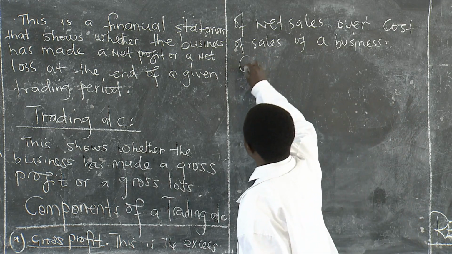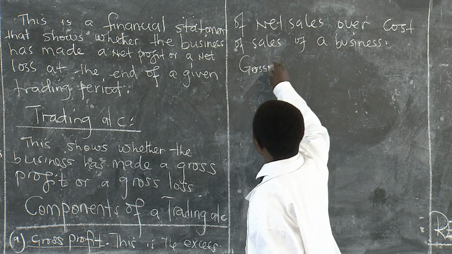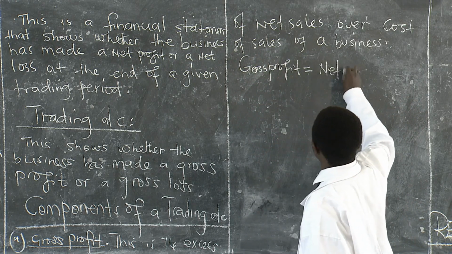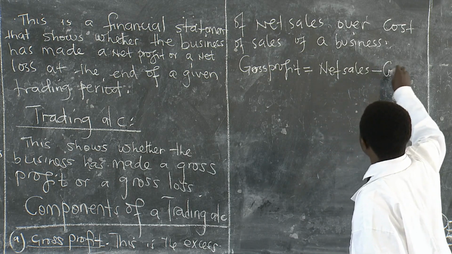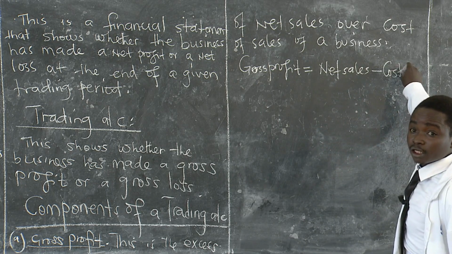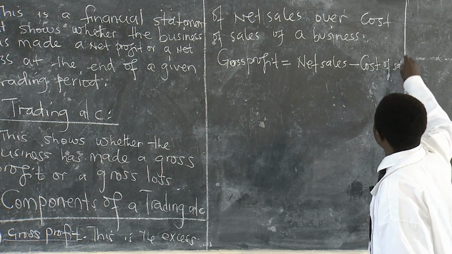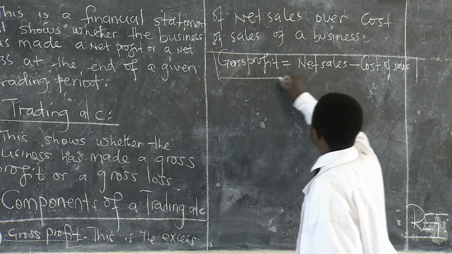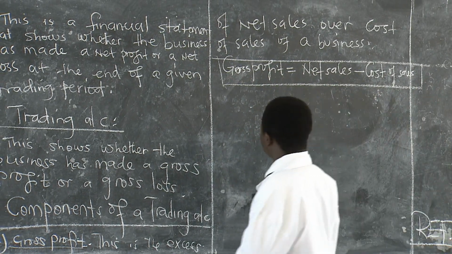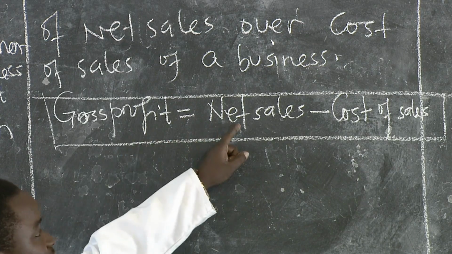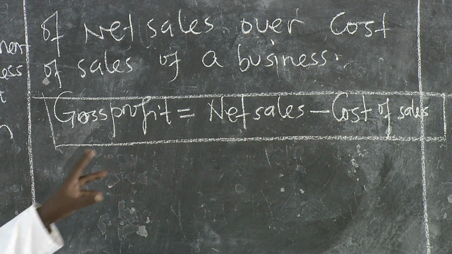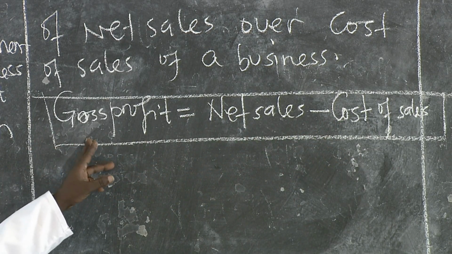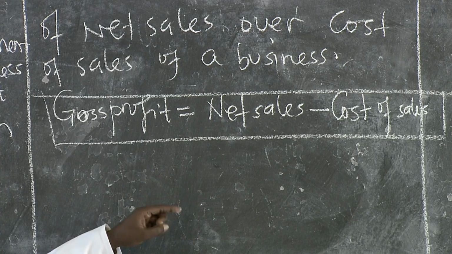So here, therefore, it means that gross profit, you will get it when you have net sales, then you subtract what? You subtract cost of sales. Yeah, good. So this formula is very, very important. So you must note it down. So gross profit is equal to net sales minus cost of sales. You must note this formula very well.